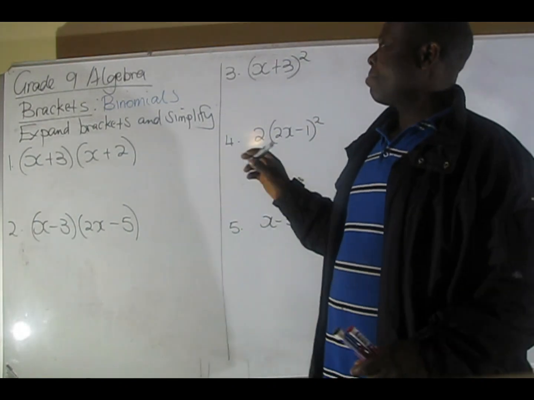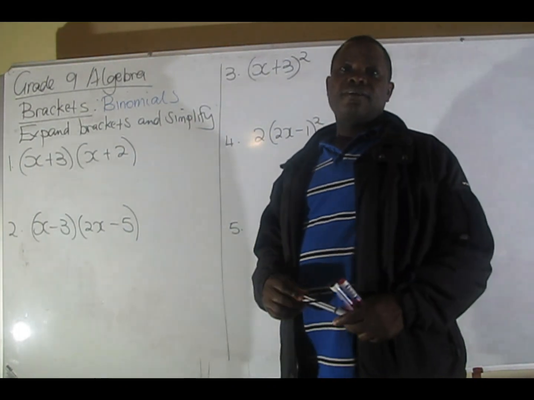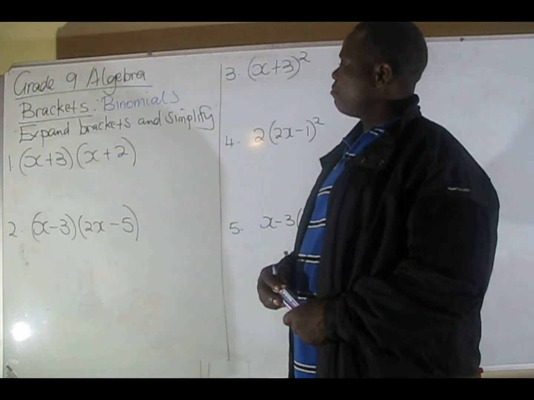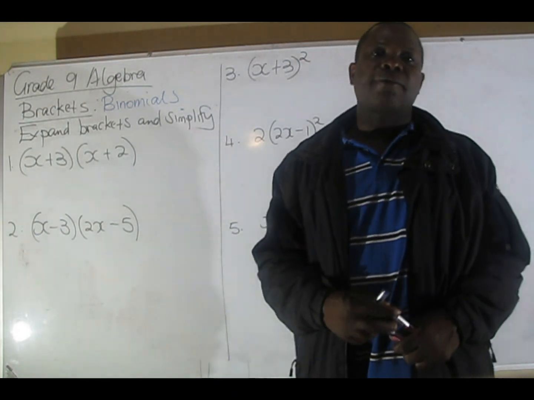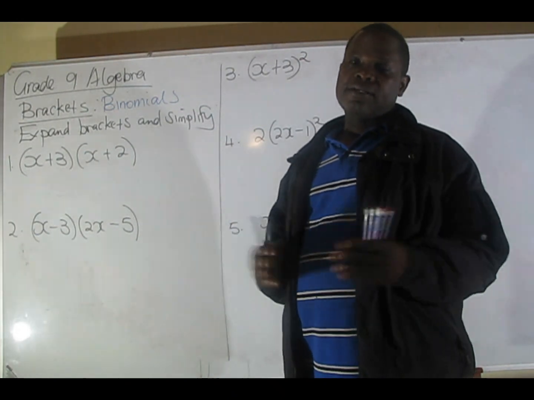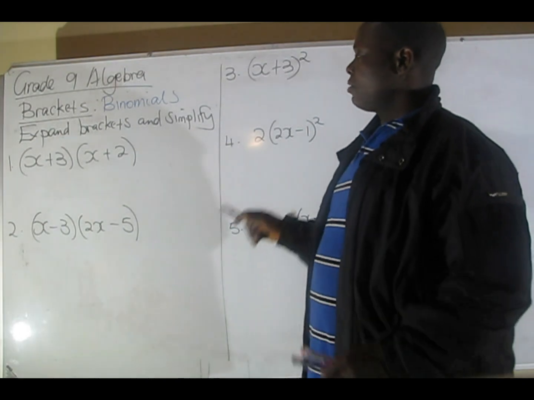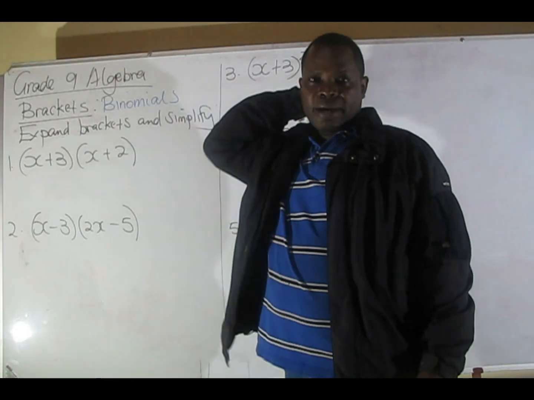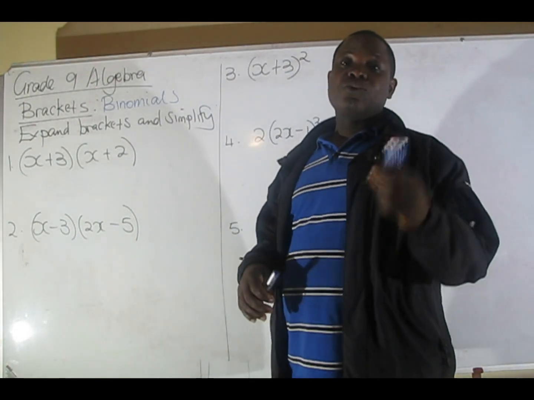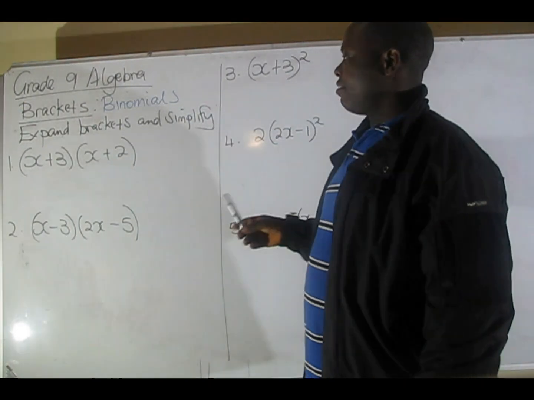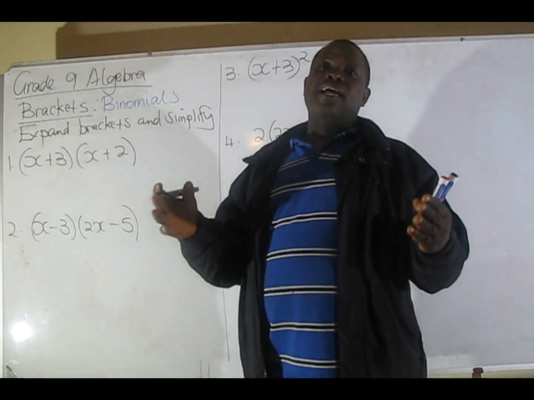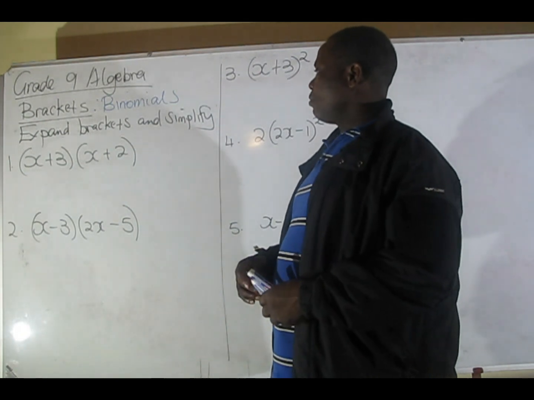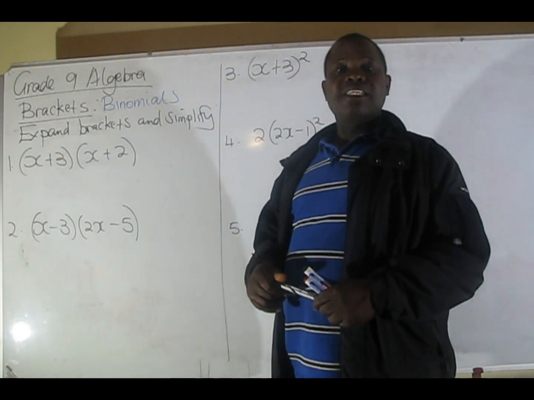Alright, let's have a look at algebraic expressions. We are still carrying on with the same work that we've been doing, which is simplifying brackets, expanding brackets, and simplifying the expressions. So in this particular section, we want to have a look at binomials. A binomial is an expression with two terms. So you are given two terms that are in brackets to multiply them. How do you multiply two binomials and how do you simplify?